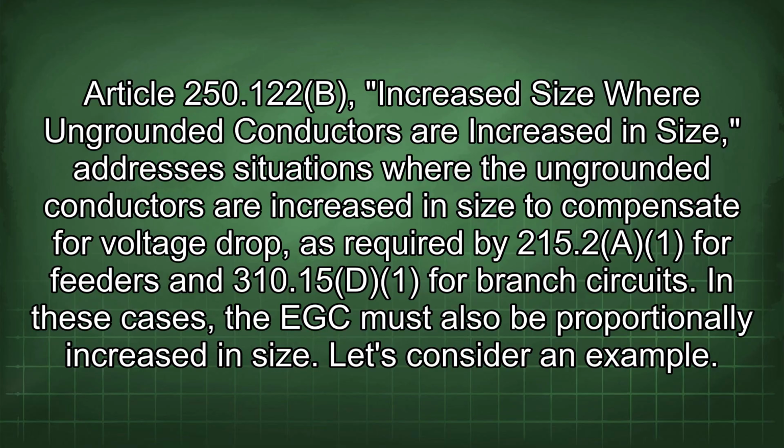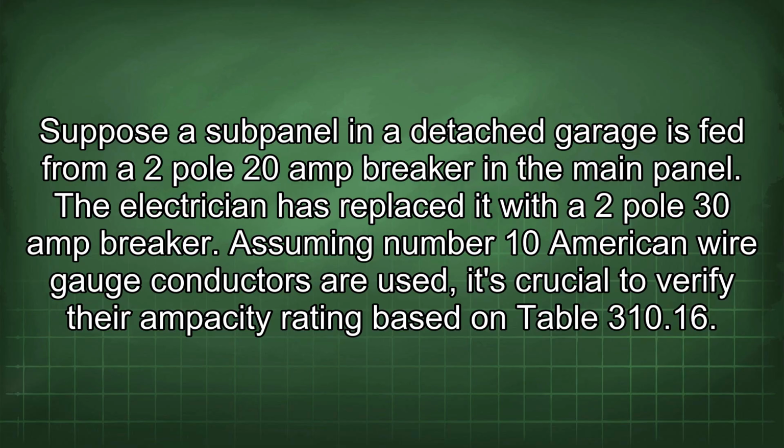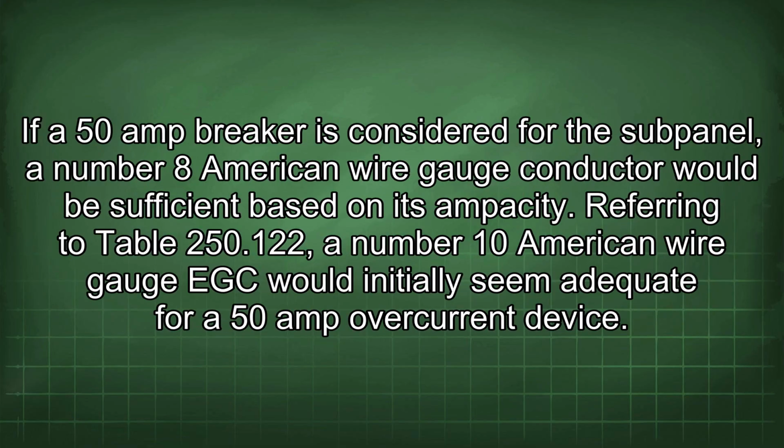Let's consider an example. Suppose a subpanel in a detached garage is fed from a 2-pole 20-amp breaker in the main panel. The electrician has replaced it with a 2-pole 30-amp breaker. Assuming number 10 American wire gauge conductors are used, it's crucial to verify their ampacity rating based on Table 310.16. If a 50-amp breaker is considered for the subpanel, a number 8 American wire gauge conductor would be sufficient based on its ampacity. Referring to Table 250.122, a number 10 American wire gauge EGC would initially seem adequate for a 50-amp overcurrent device.